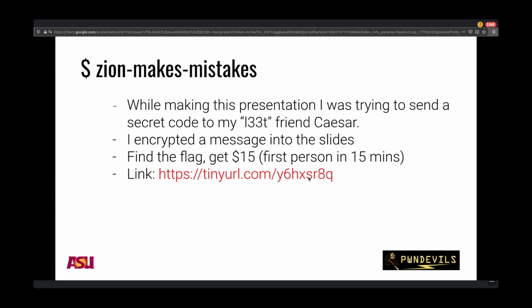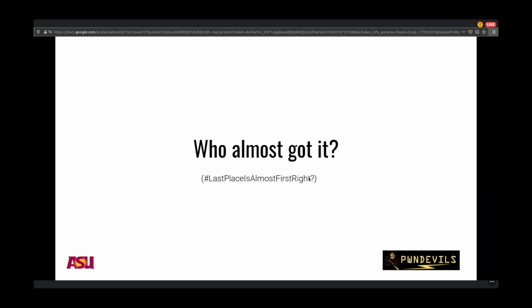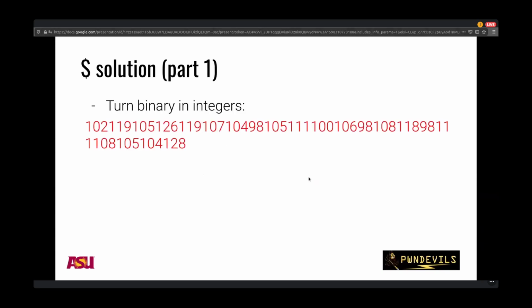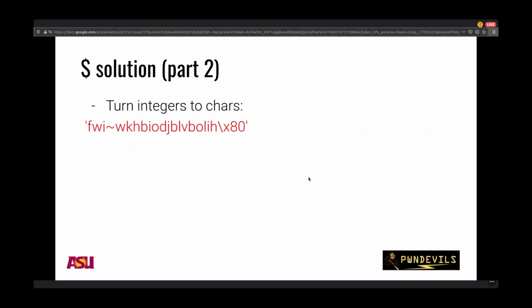So the solution to this, a lot of people almost got it. I'd say like 4 people were extremely close. The first part is to turn it into binary, then turn the binaries into integers. So this is what it looks like in integer format. After you've turned the binary into integers, you turn the integers into characters.